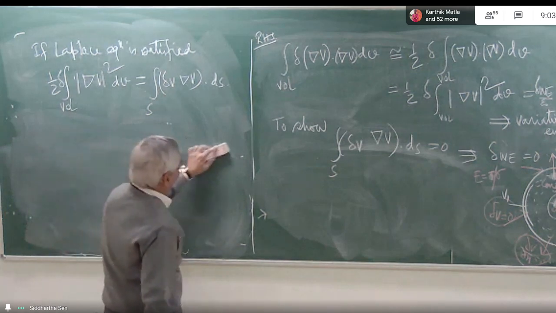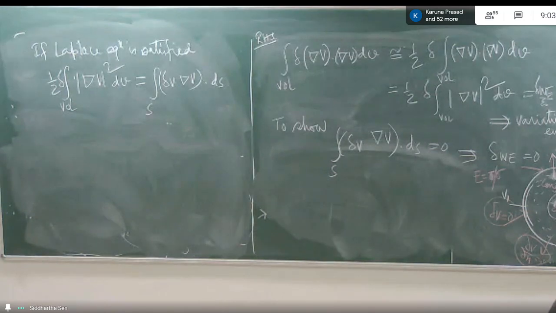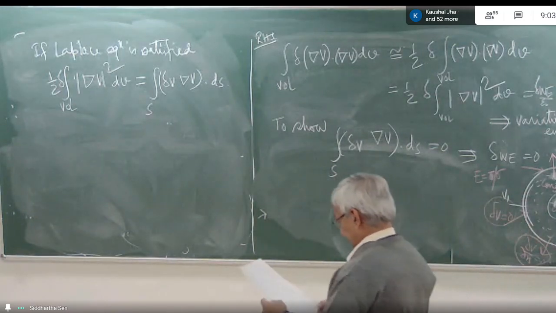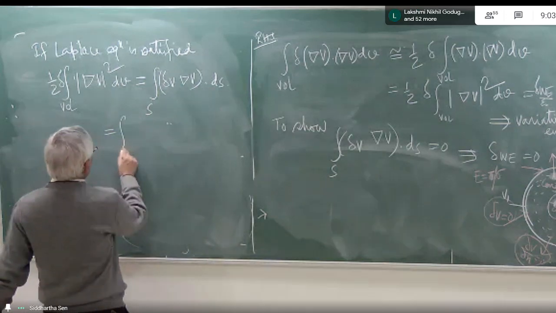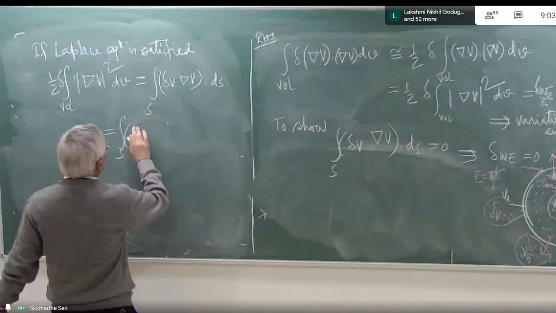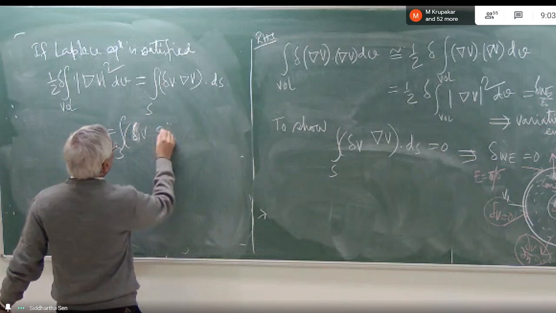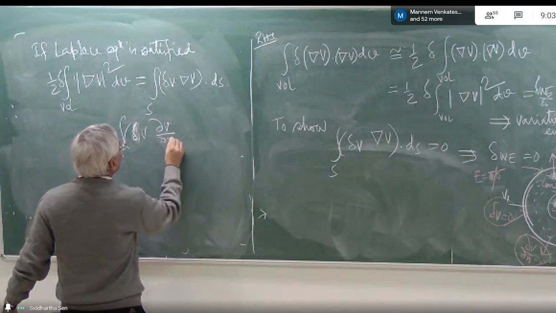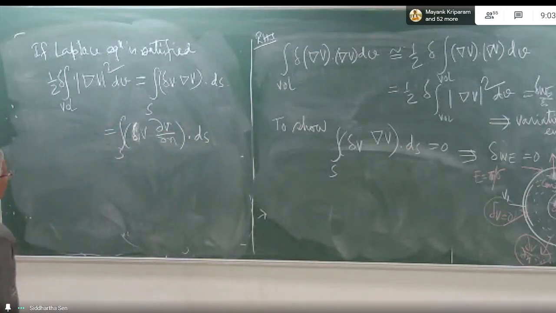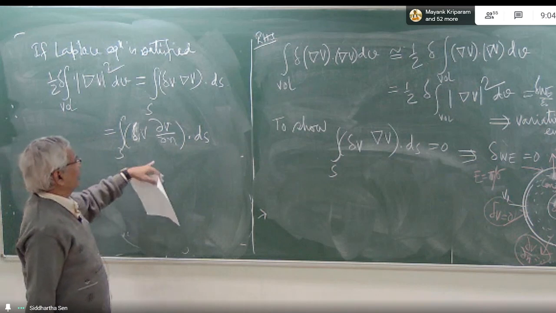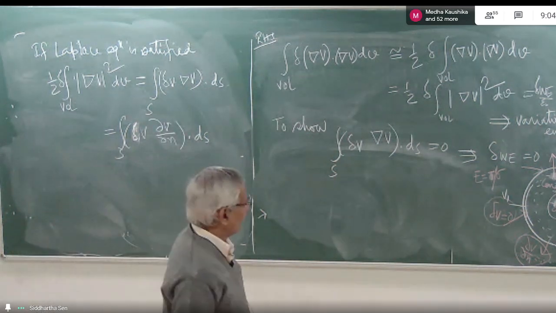Or I can say that this is equal to the surface integral of delta V into del V del N dot dS, equal to 0. Because ultimately the derivative is always on the normal to the surface.